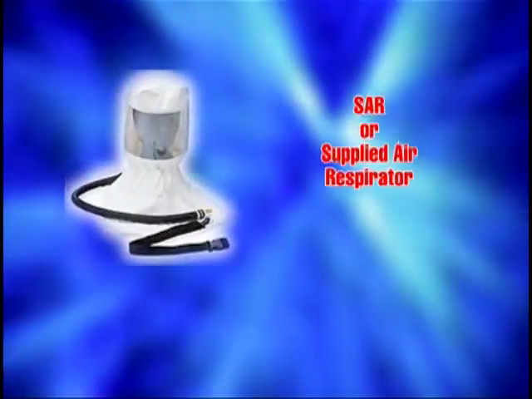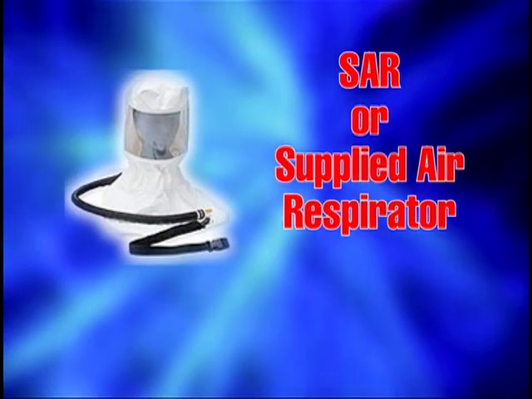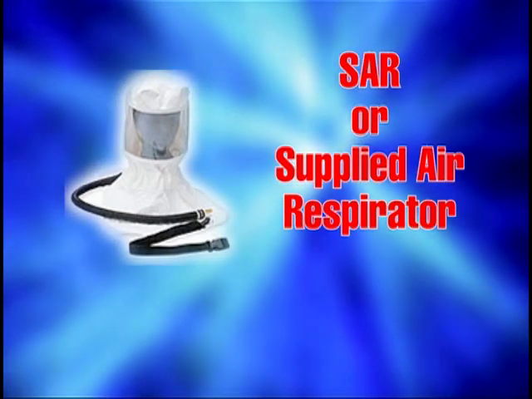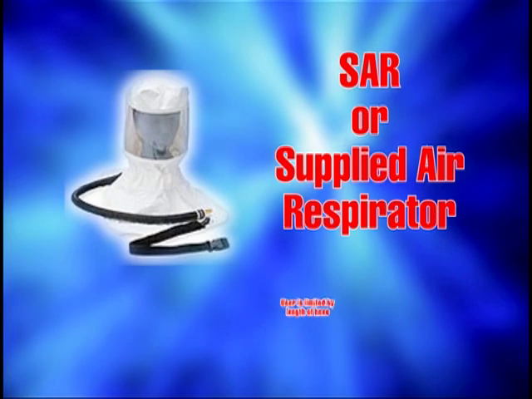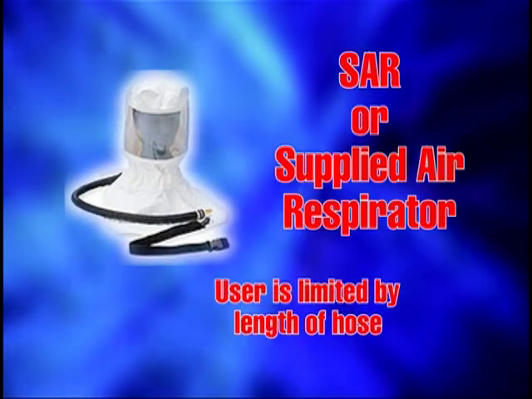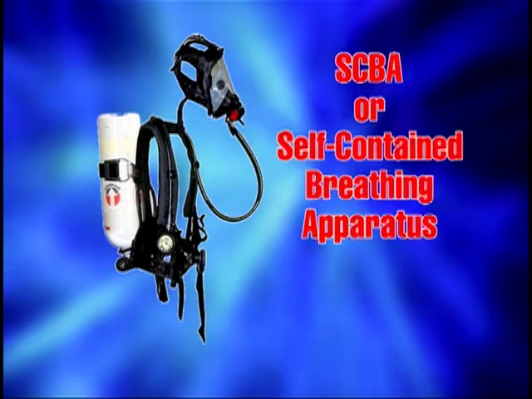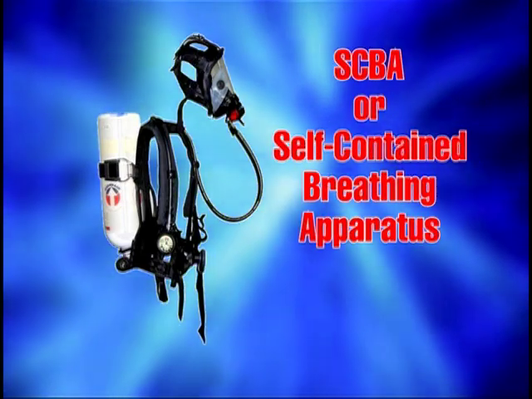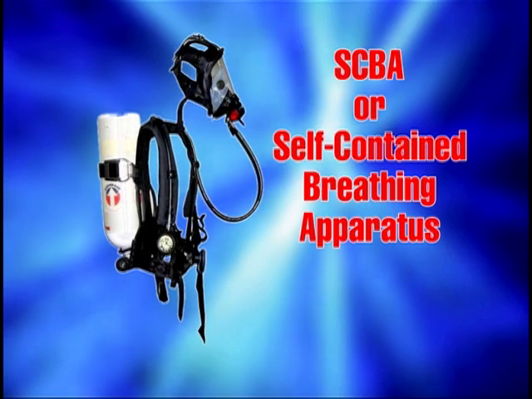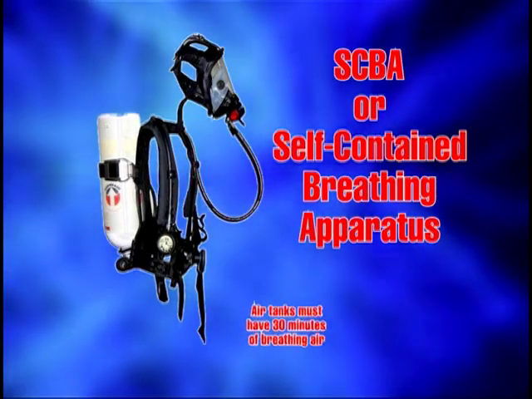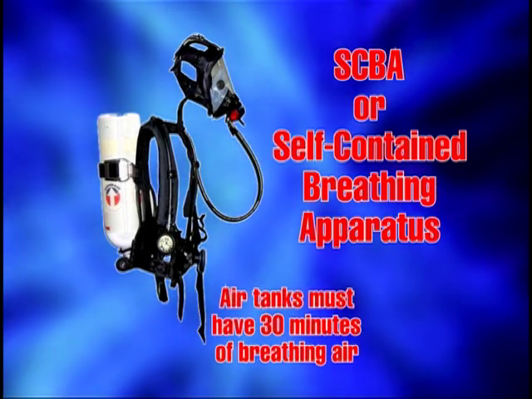An SAR, or supplied air respirator, has an air source that is a distance away from the employee and is supplied by a hose. The user is limited by the length of the hose. An SCBA, or self-contained breathing apparatus, is a mobile unit that is designed to be carried by the user. Air tanks must contain a minimum of 30 minutes of breathing air.